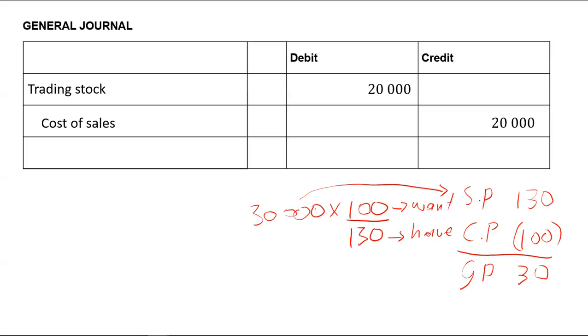This represents the cost price of goods that were returned. Trading stock is an asset. So when customers return goods, it'll increase on the debit side. As I've said, cost of sales is an expense, and expense will decrease on the credit side. I'll just leave it there for now.